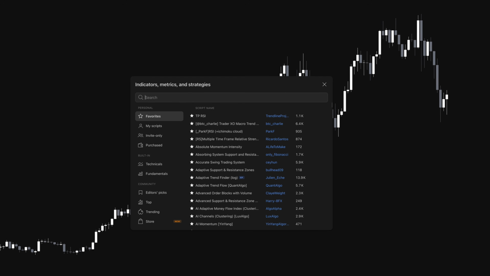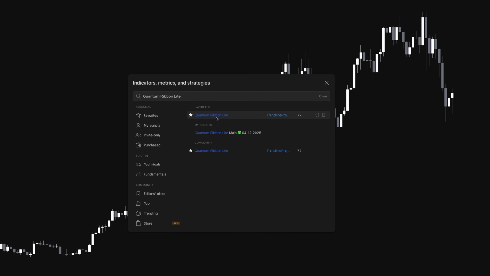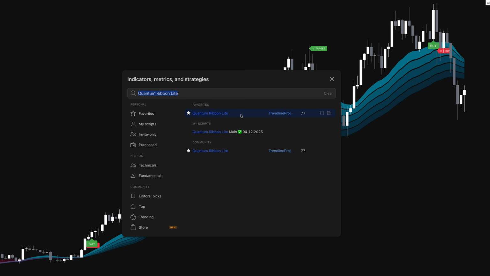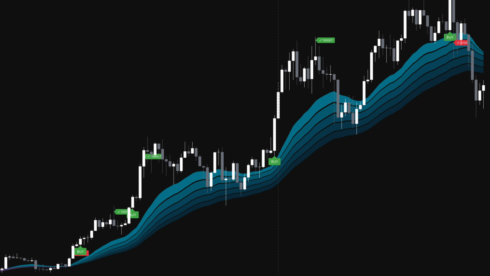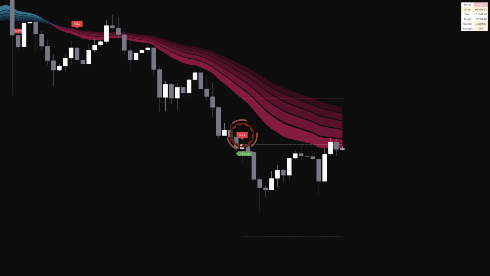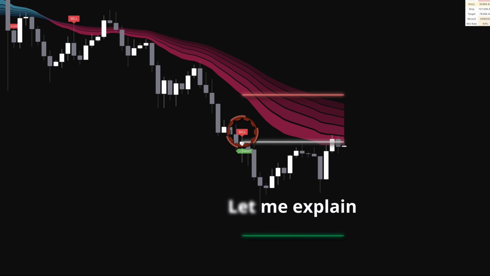I've put together a free trend-following indicator I'm sharing with you today. It's called Quantum Ribbon Light, a 5-layer ribbon system that identifies trend opportunities with automatic stop loss and take profit levels built in. Let me explain how it works.